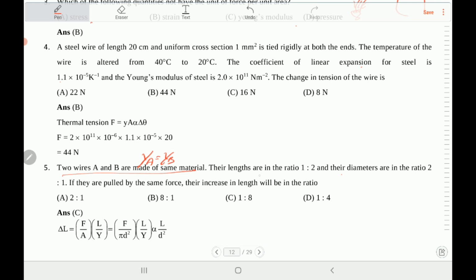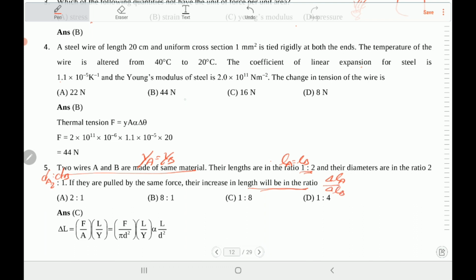Continue. Their lengths are in the ratio 1:2. So let's analyze here itself. LA to LB is 1:2. And their diameters are in the ratio 2:1. Diameter of A is to diameter of B is 2:1. If they are pulled by the same force, their increase in length will be in the ratio. You have to find the increase in length, delta L of A to delta L of B.